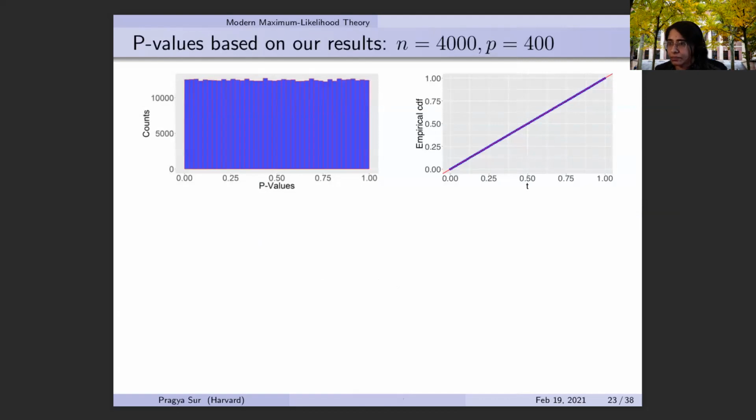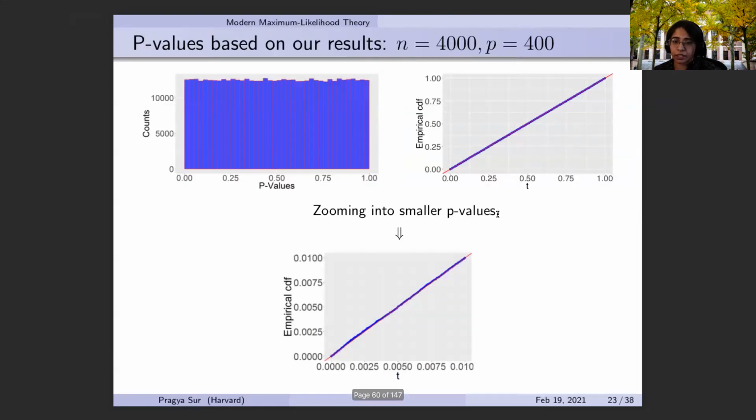So this is a quick glimpse into what happens if you use our theory and try to compute the histogram of null p-values. Now you see nice uniform distributions. That's encouraging. You might actually want to zoom into the smaller p-values to see whether the empirical CDF is well approximated by a uniform. If we zoom into this, there also we see that the approximation is accurate. We have reasonably large n and p here.